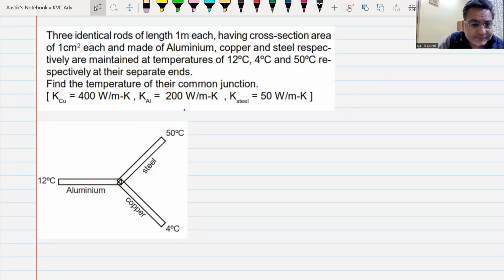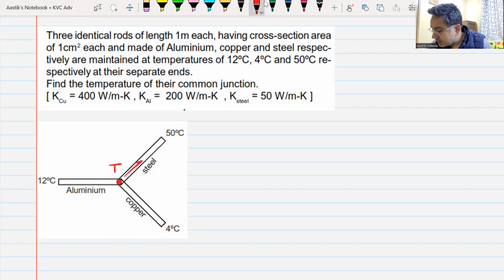Yes, anyone with an answer? No, sir. So how are you supposed to do this? Let me call the temperature of this junction as T. Let me call the current in this branch as I1, in this branch as I2, and in this branch as I3. Then common sense tells me that I1 plus I2 plus I3 will be equal to 0. Junction law, yes or no? Yes, sir.